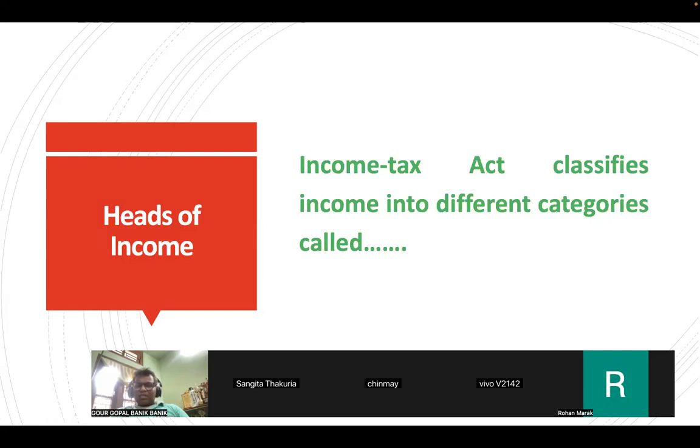The Income Tax Act classifies income under different categories. Now, students, please learn that I'll be telling 5 heads, and these 5 heads are as per the Income Tax Act 1961. But 35 years back there were 7 heads. 7 heads were there. Now 5 heads.